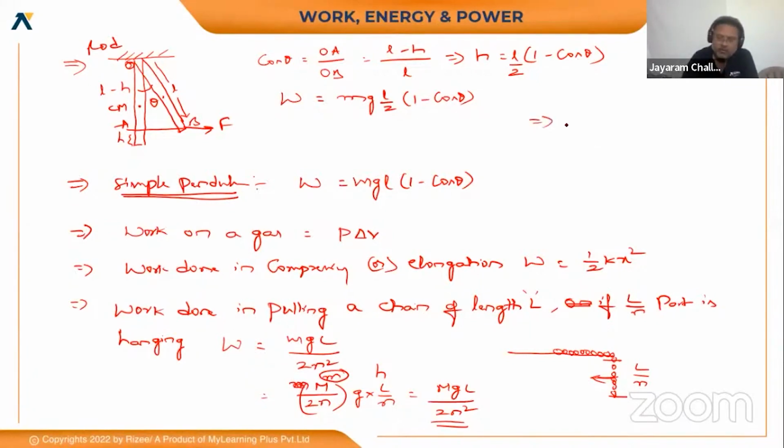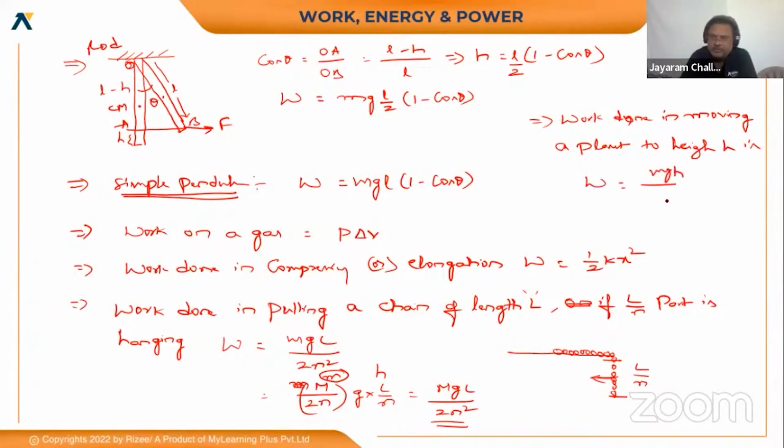Work done by gravity if I want to move a satellite to a height h. Work done in moving a satellite or a planet to height h from the surface is mgh into (1 plus h by R) inverse. This is the work done where h is very small compared to R. Under this condition it will work.